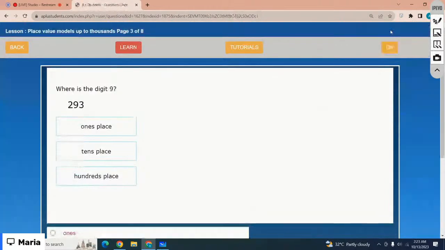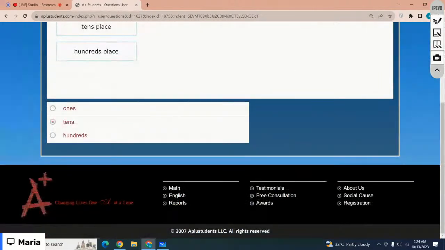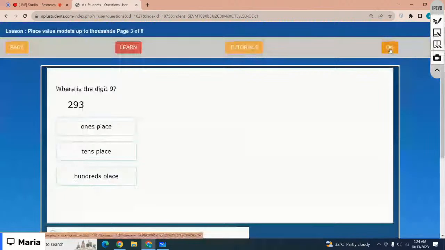Here is the digit 9. What is the place value of the digit 9? Ones, tens, or hundreds? Which is the correct option? Which digit is at the tens place? Right, 9 is at the tens place. The correct option is tens. The rightmost is always the ones digit. The next one is tens, then you have hundreds, right?